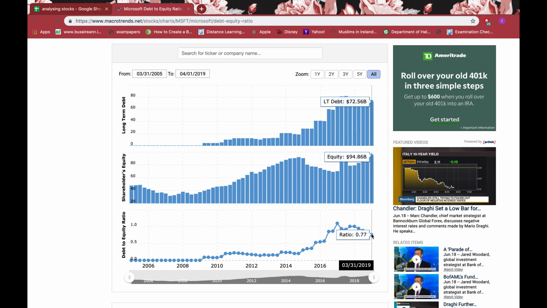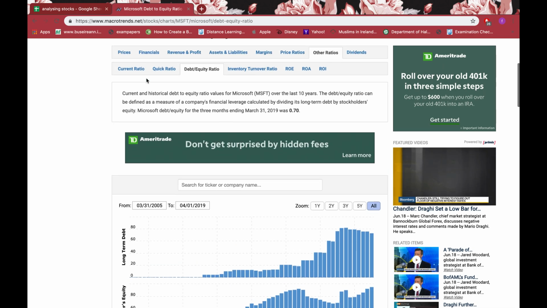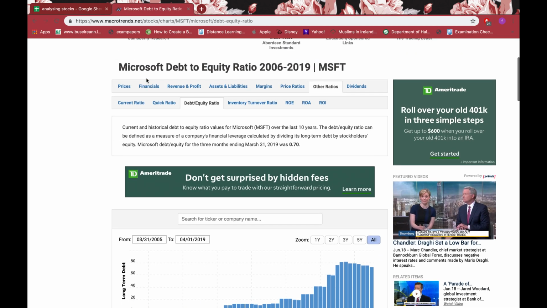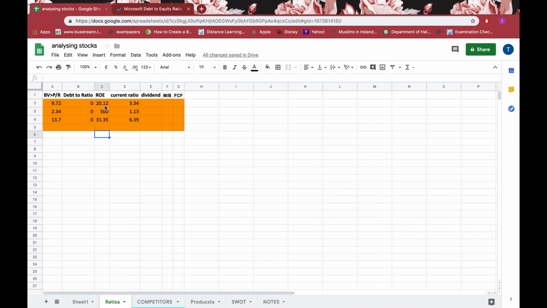But still, it's lower than 1, but still it's risky. If it's 0.5 or lower than 0.5, then it's okay to buy a stock there. It's not very risky. So I've checked this debt to equity ratio in Microsoft. Debt to equity ratio is a very important ratio, because it tells you about the financial condition of the firm.